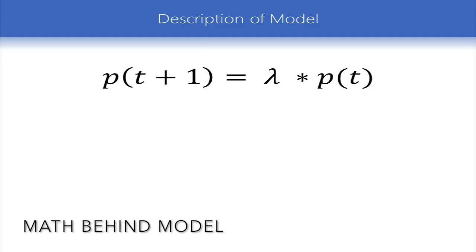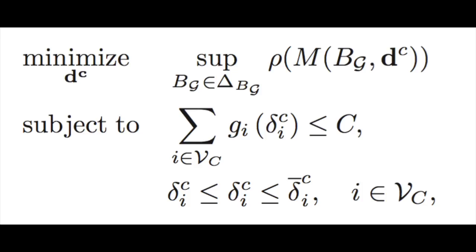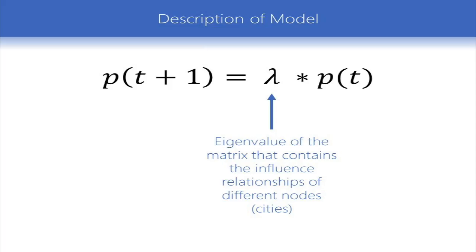In our resource allocation model, P of t represents the portion of the population infected in time step t, and the delta i's represent the recovery rates for each city. The convex optimization function aims to minimize the eigenvalue, lambda, of the matrix M, which represents the bidirectional relationships between cities. Minimizing lambda essentially maximizes the recovery rates for each city in the network.